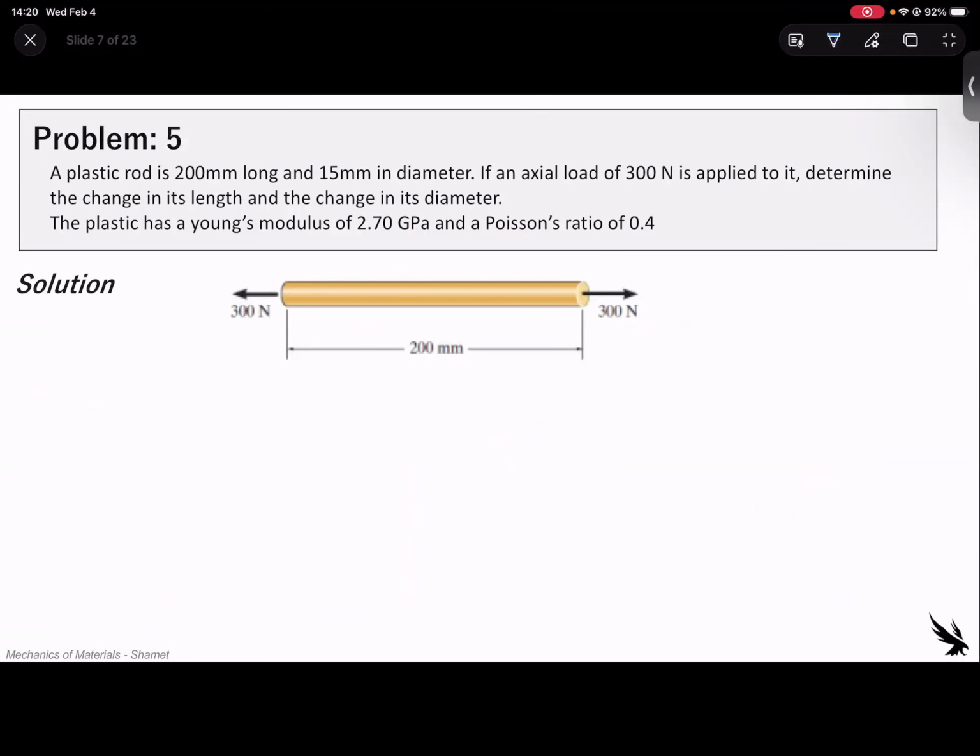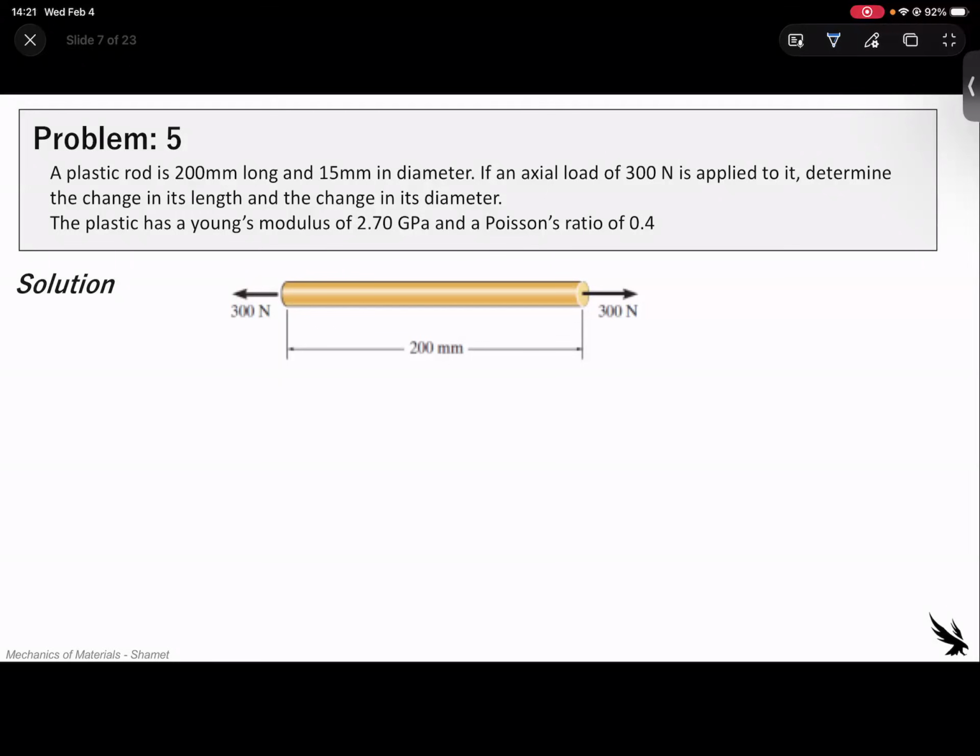All right, done with some stress strain graphs. Let's look at a Poisson ratio example. We're told that we have this plastic rod with an original length of 200 millimeters and an original diameter of 15 millimeters. If the axial load shown of 300 kilonewtons is applied to it, determine the change in its length and the change in its diameter. The plastic has a Young's modulus of 2.7 gigapascals and a Poisson's ratio of 0.4.